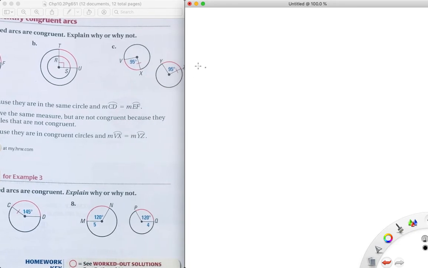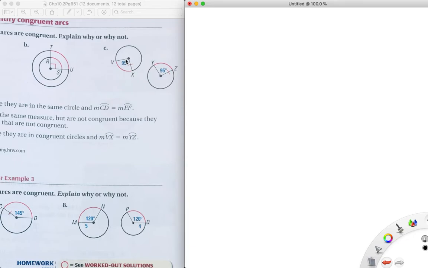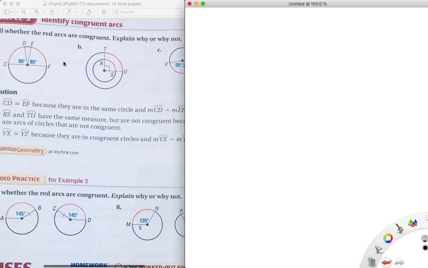All right, here, I'm told that the radii are the same from here to here. Therefore, they are congruent circles. So then VX and XY as arcs are also congruent because congruent arcs happen within congruent circles. So the arc is 95 and the arc here is 95. So congruent arcs, not congruent arcs, congruent arcs.